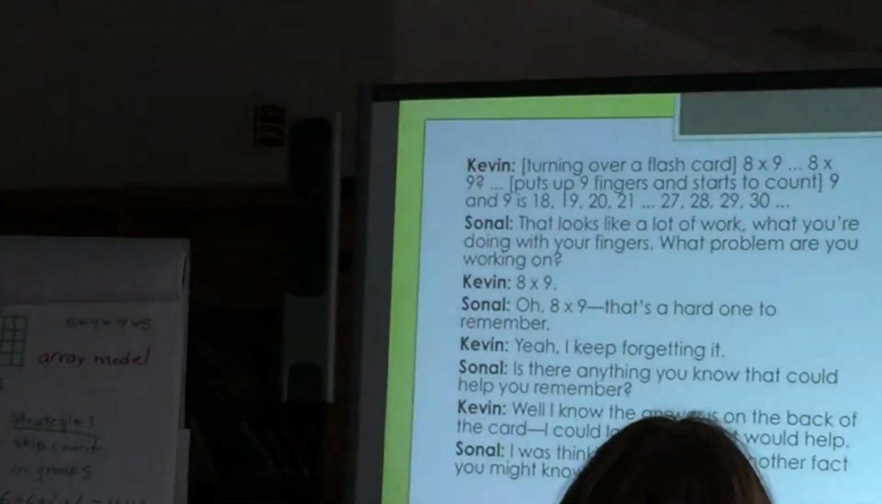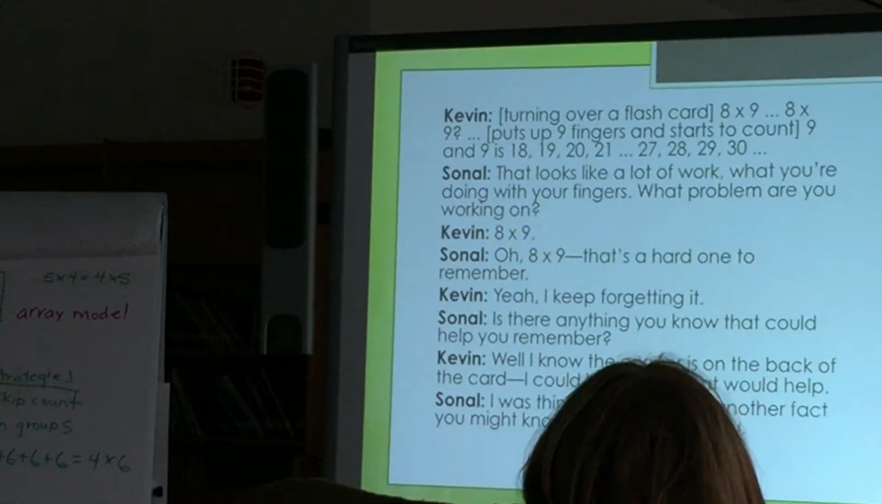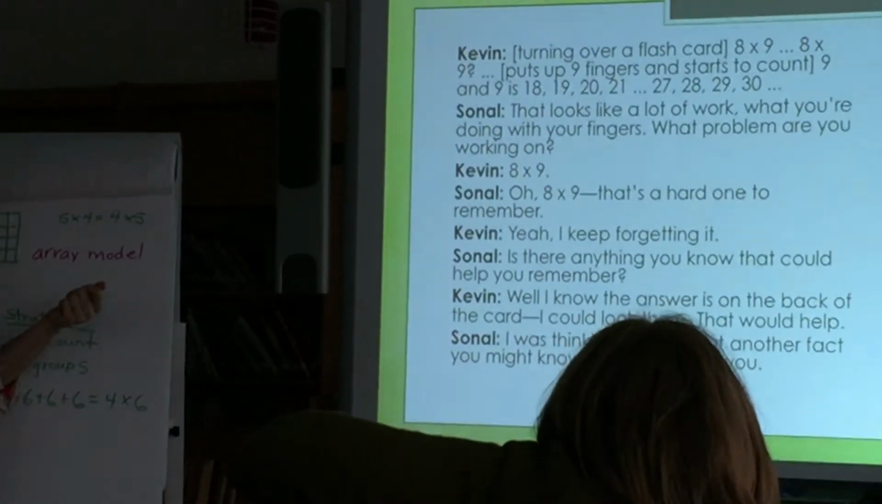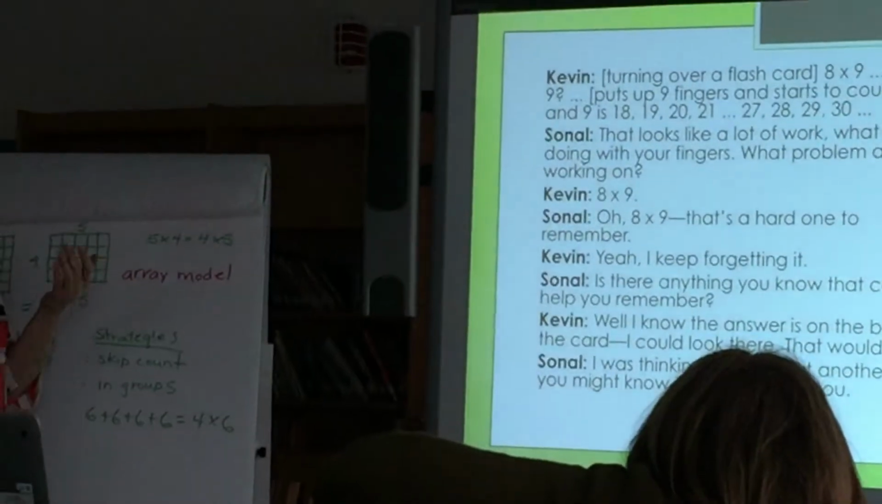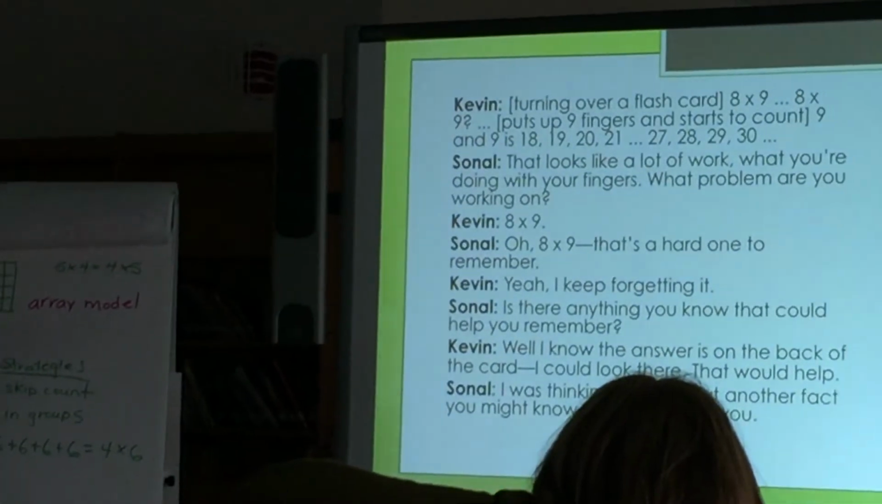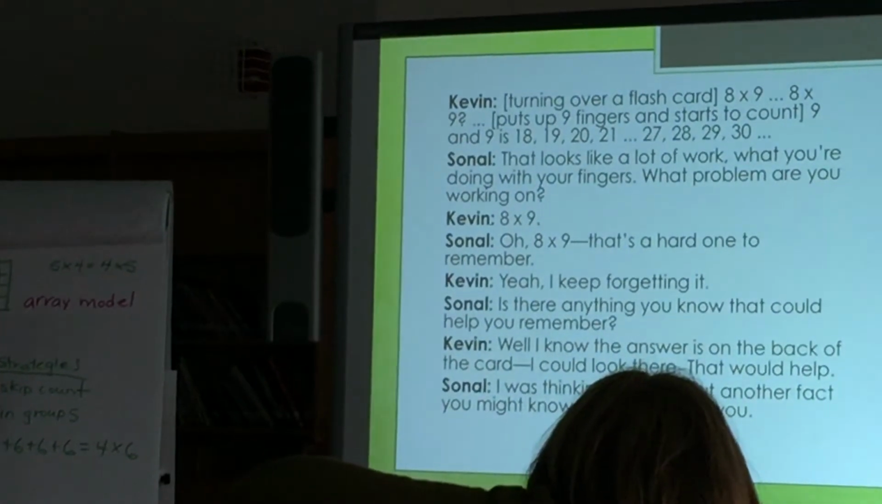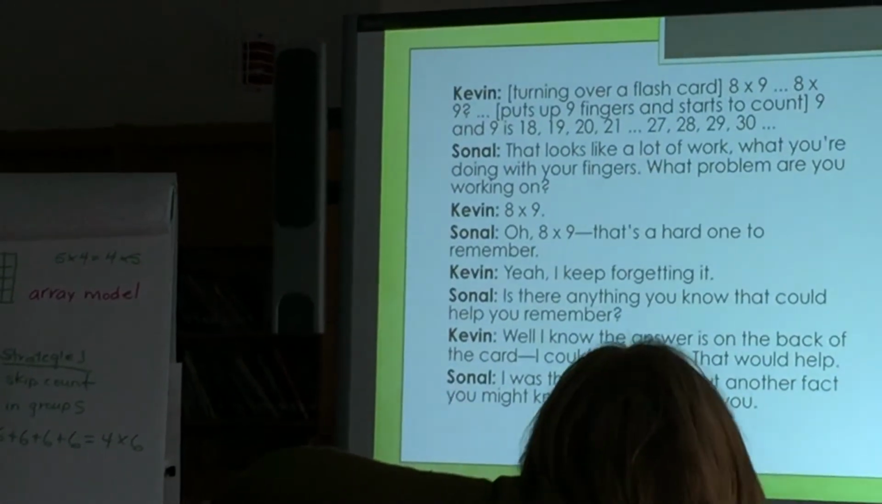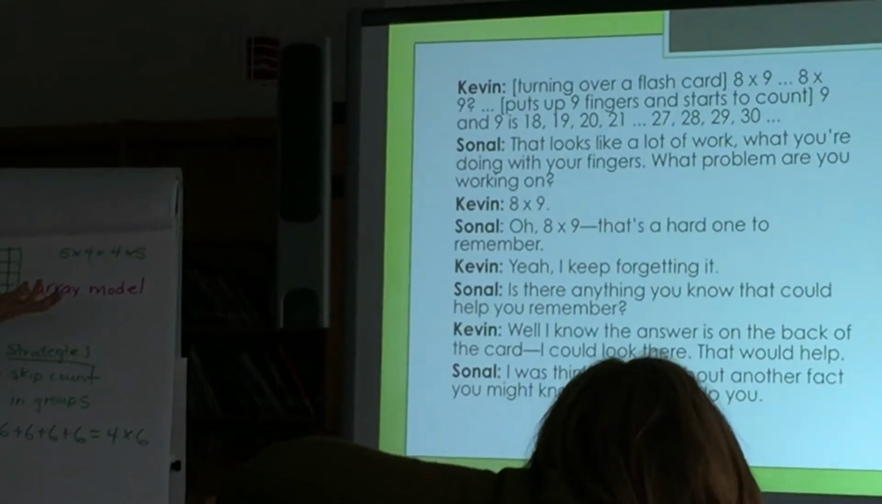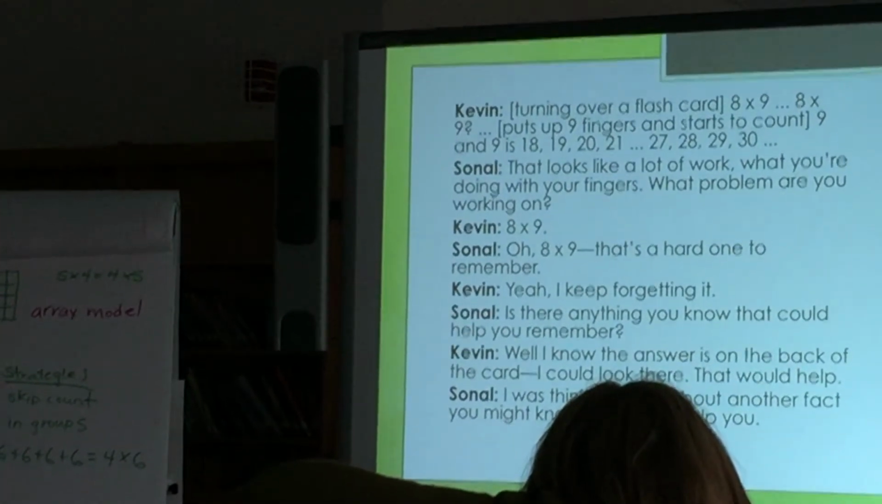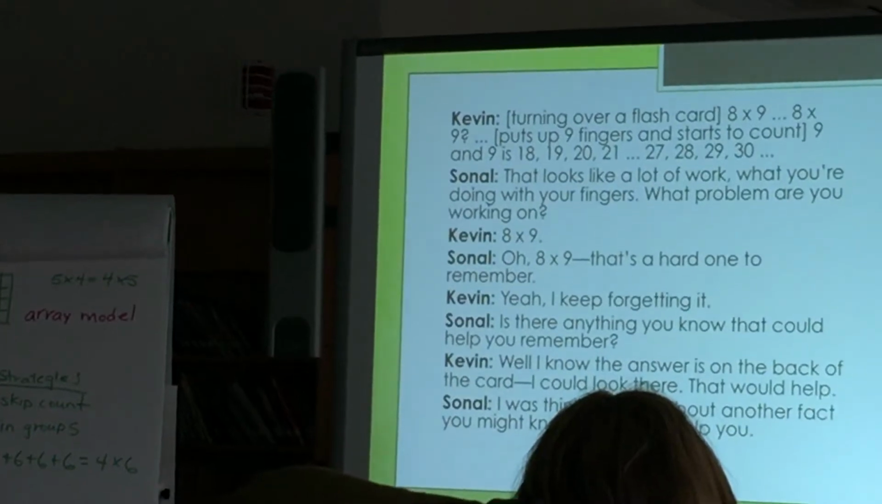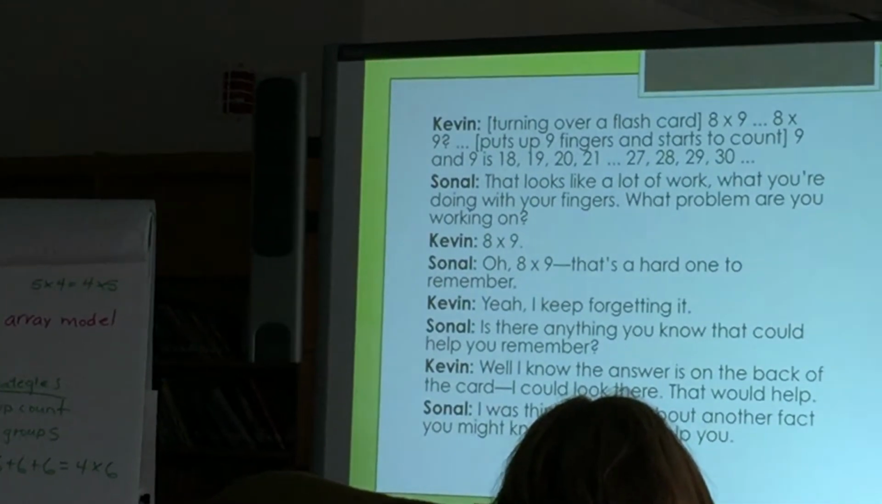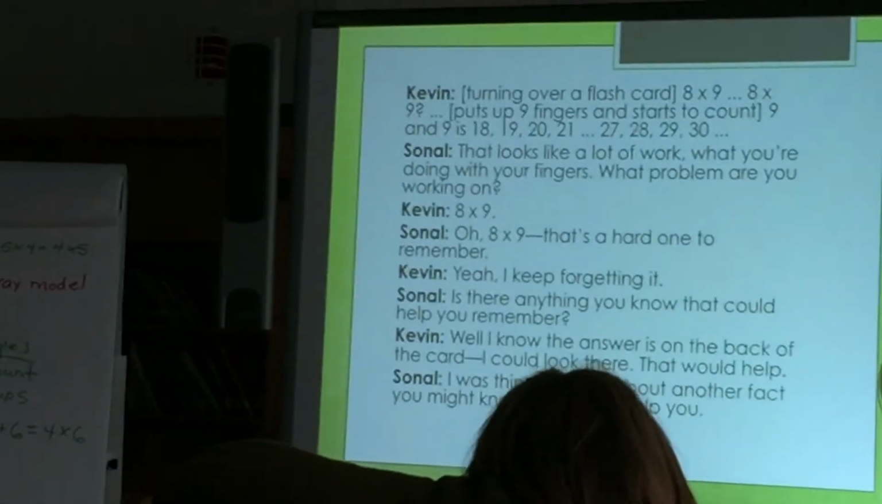So Kevin turns over a flashcard and he says 8 times 9. 8 times 9, and he puts up his fingers and he starts to count. Okay, 9 and 9 is 18, 19, 20, 21, 22, 23, 24, gets to 30. And Sonal says to him, that looks like a lot of work, what you're doing with your fingers. What problem is it that you're working on? And Kevin says 8 times 9.